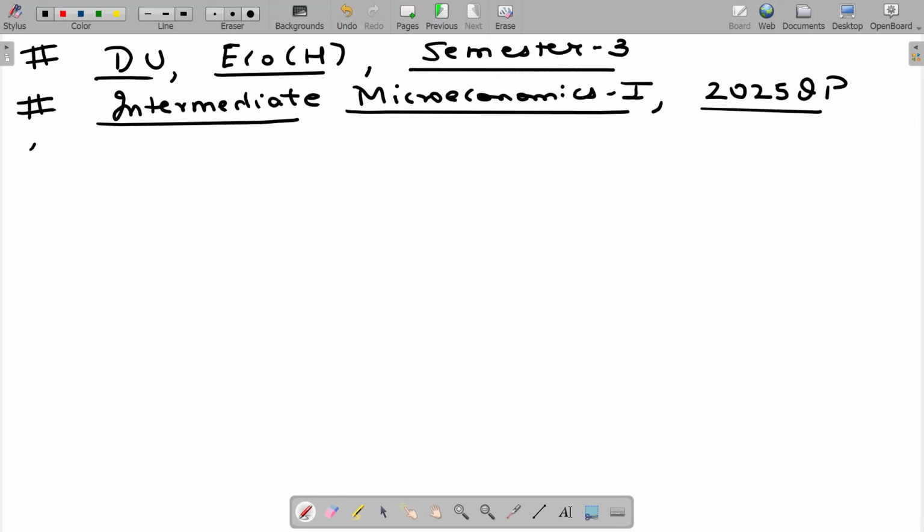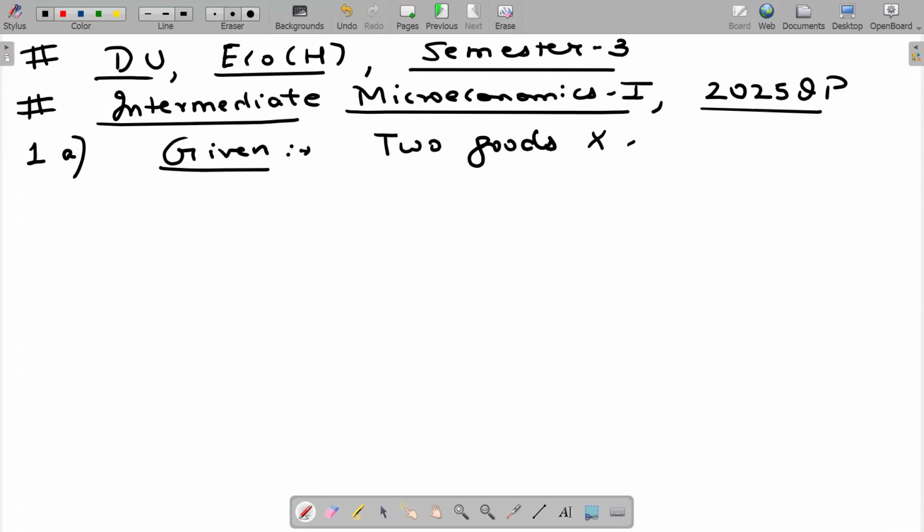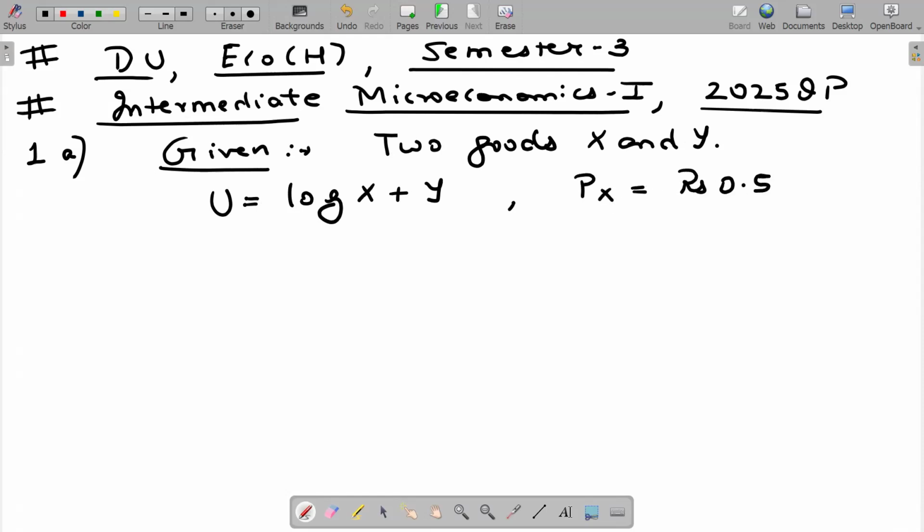So let's look at question number 1, part A. We are given that there are 2 goods X and Y. We are given that the utility function is log X plus Y. Initially, the price of good X is 0.5 rupees. The price of good Y is 1 rupee. And the income of the consumer, so I can just write M. Let M denote the income of the consumer, which is 10 rupees.